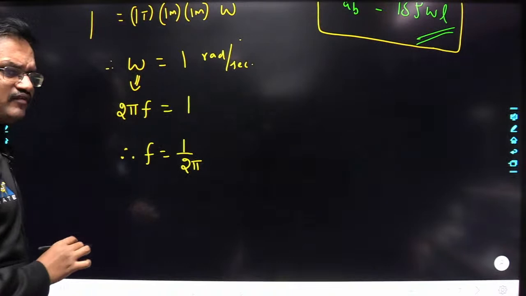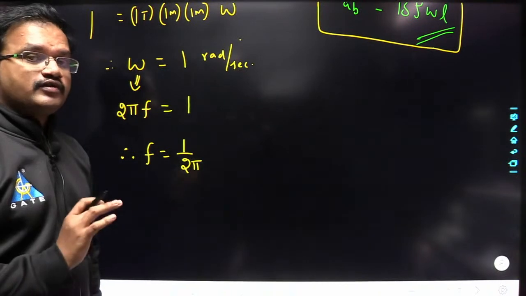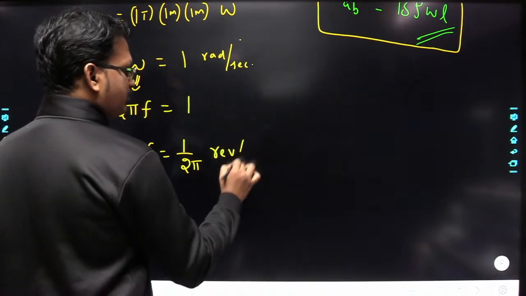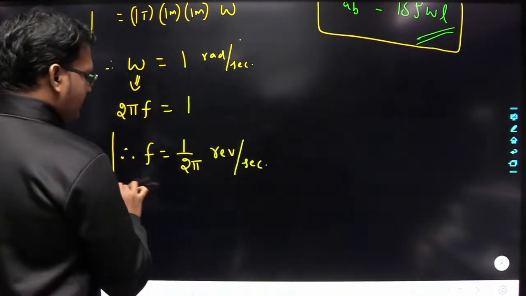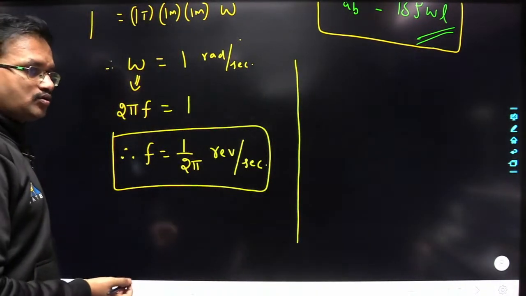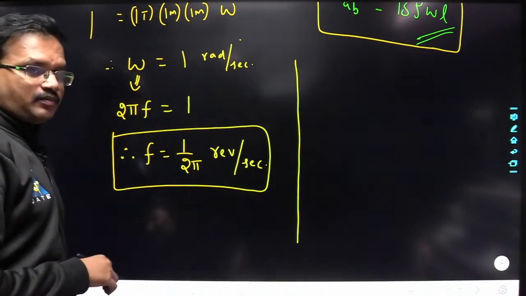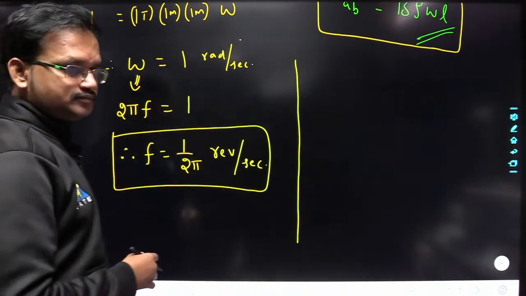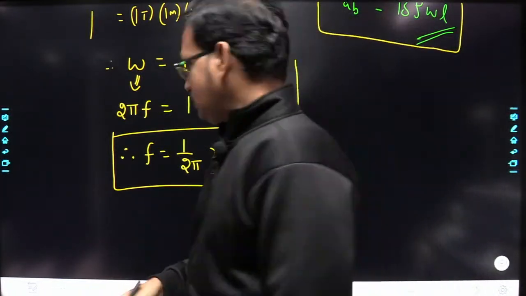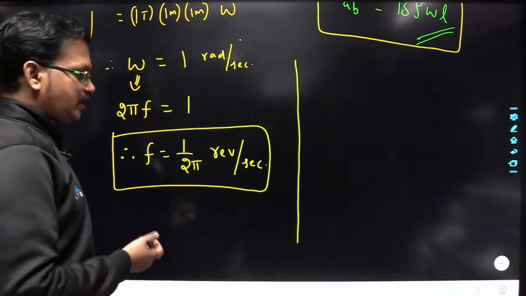The frequency represents the number of revolutions per second. So f equal to 1 by 2 pi is the number of revolutions per second. But they are asking for the number of revolutions per minute. So what do you have to do here? Tell me, Rahul Thakur, if you want to determine the number of revolutions per minute, what do you have to do? This is the number of revolutions per second. If you want to convert it into revolutions per minute, then what do you have to do?